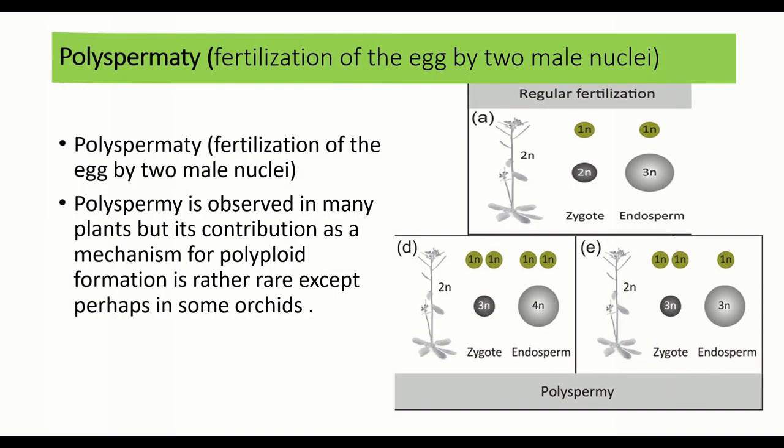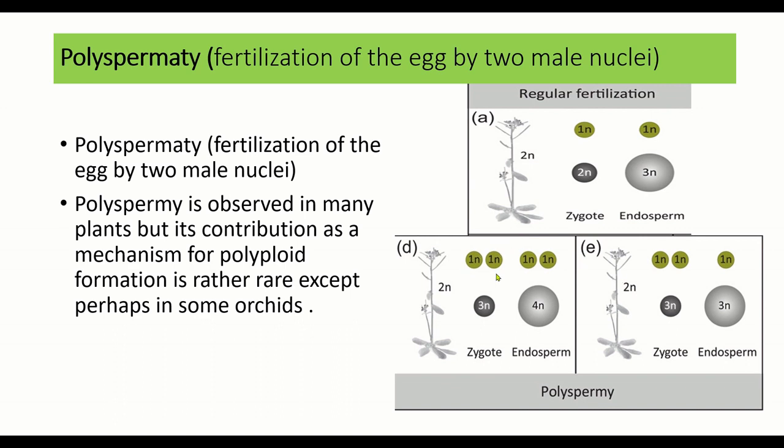And the next one is polyspermy, which is the fertilization of an egg by multiple male nuclei. It is observed in many orchid species, many ornamental crop species. If you compare with regular fertilization, the male gamete is produced as one.